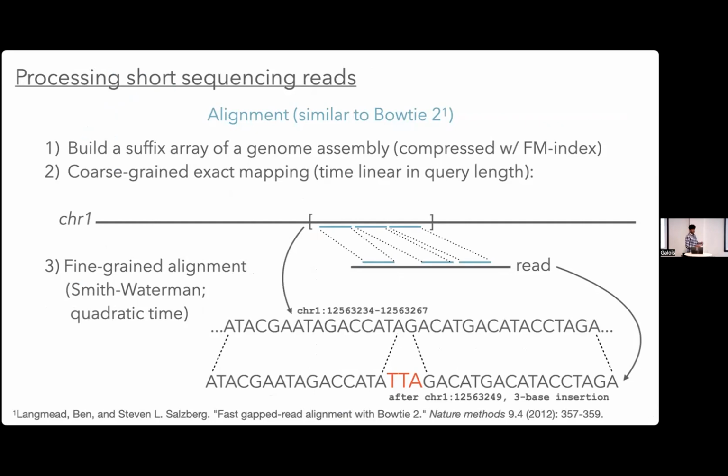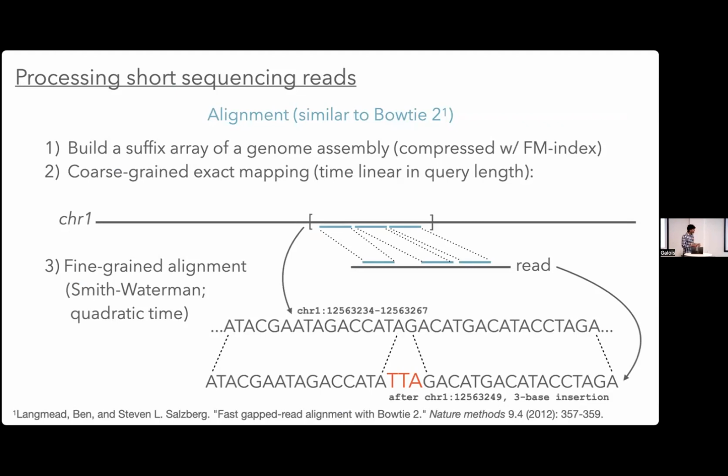The way this works in software like Bowtie 2 is that we build a suffix array of that genome assembly, which could be a compressed suffix array. Then alignment proceeds in two stages. There's a coarse-grained stage where we sample short segments of sequence, seeds, from a read, and we exactly map those to the genome assisted by that suffix array, and this takes time linear in the size of the seeds. Then we pursue a fine-grained alignment step where we use a dynamic programming algorithm like Smith-Waterman alignment to infer variants in the read with respect to this reference genome.